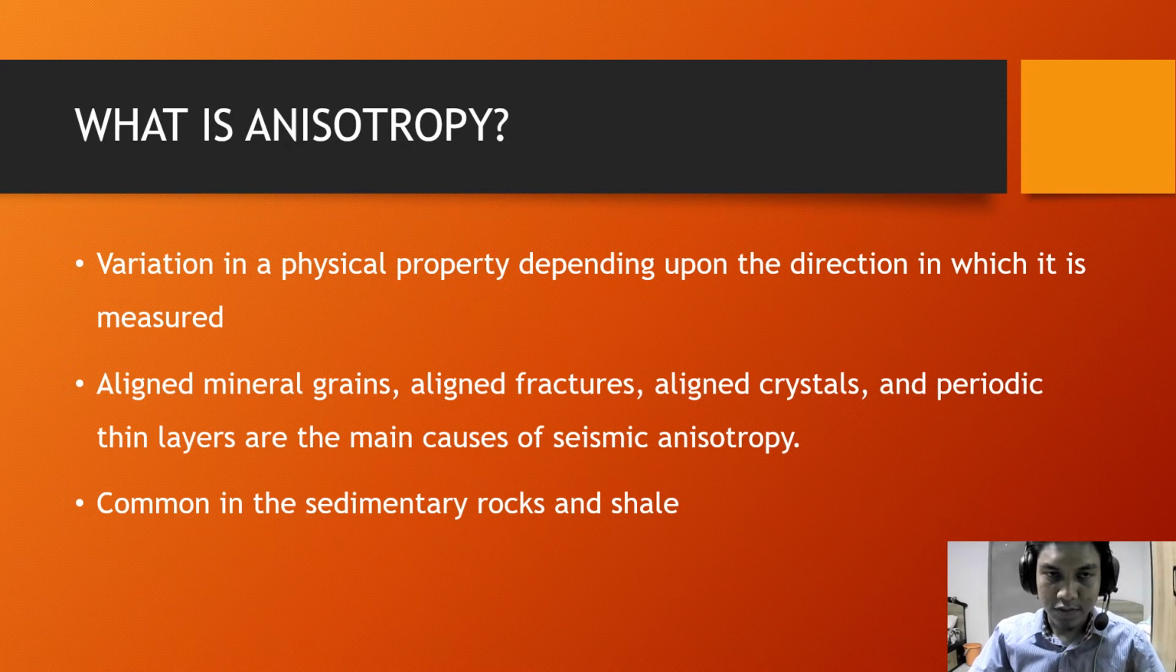So what is anisotropy? Anisotropy is defined as the variation in physical properties depending upon the direction in which it is measured. Basically all the Earth's structure will have its own variation, and this variation is mainly caused by, first, aligned mineral grains, then aligned fractures, aligned crystals, and periodic thin layers. Seismic anisotropy is usually common in sedimentary rock and shale.